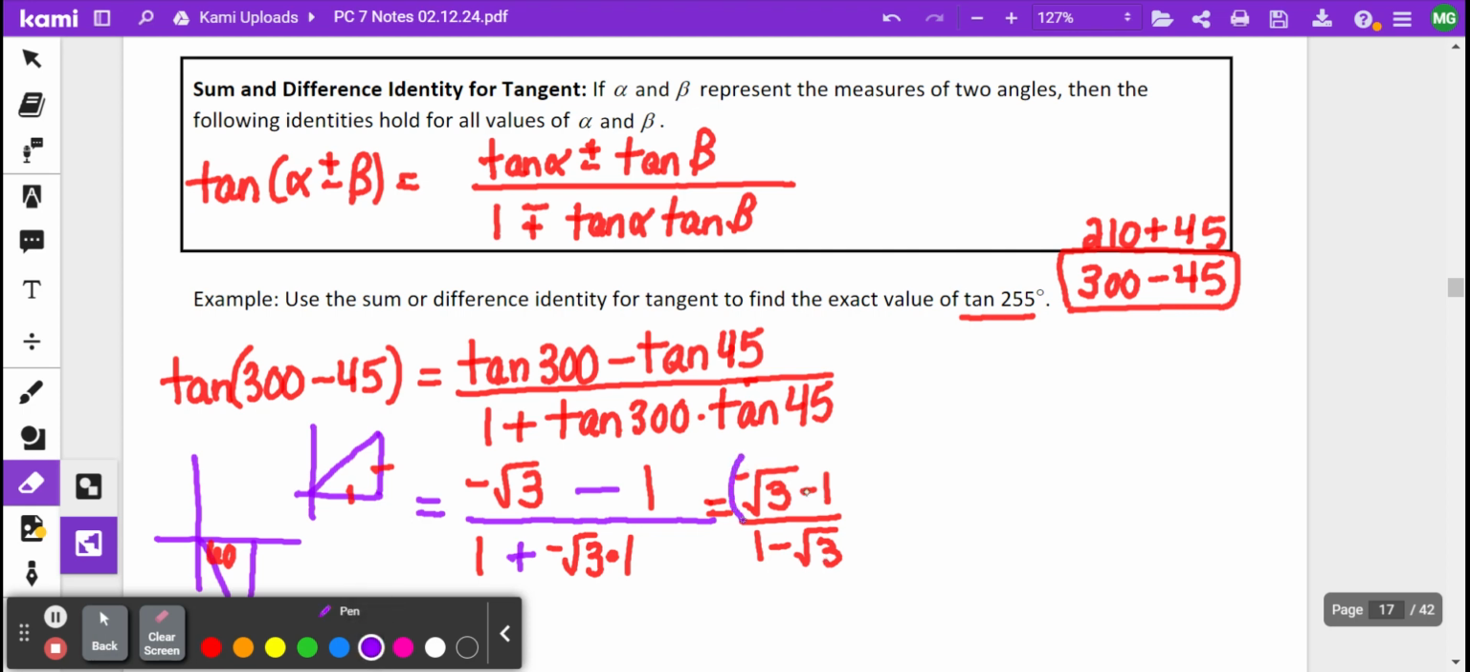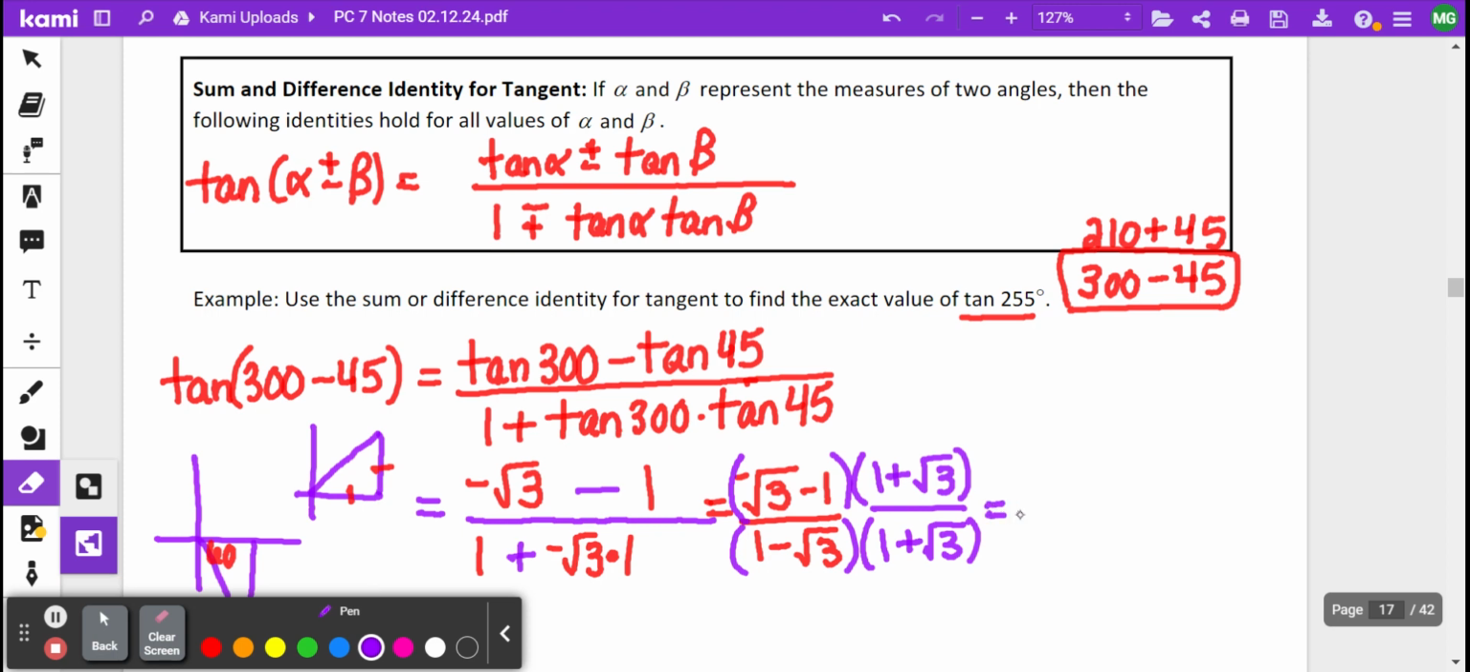So we're going to have to multiply this fraction by something to eliminate the radical in the denominator, but not change the value of the fraction. So we will multiply by the conjugate. Remember, conjugate, it's like the binomials are the same, except one has plus and one has minus. So we're going to multiply by 1 plus the square root of 3 over 1 plus the square root of 3. That won't change the value of our fraction. It's just going to change what it looks like.